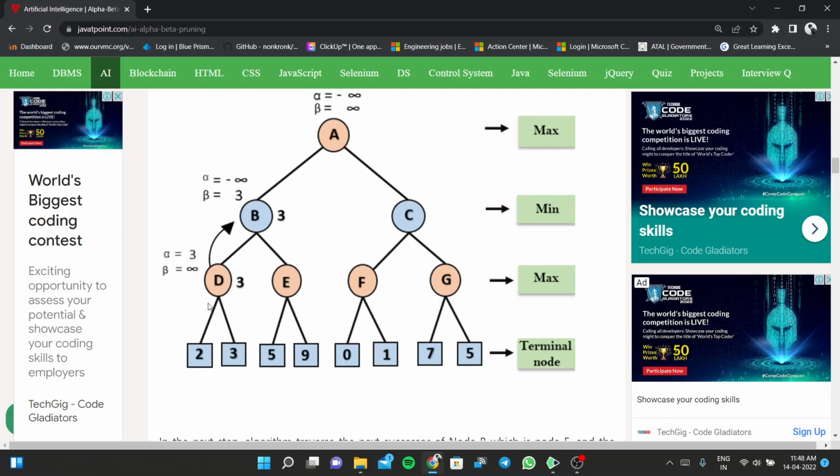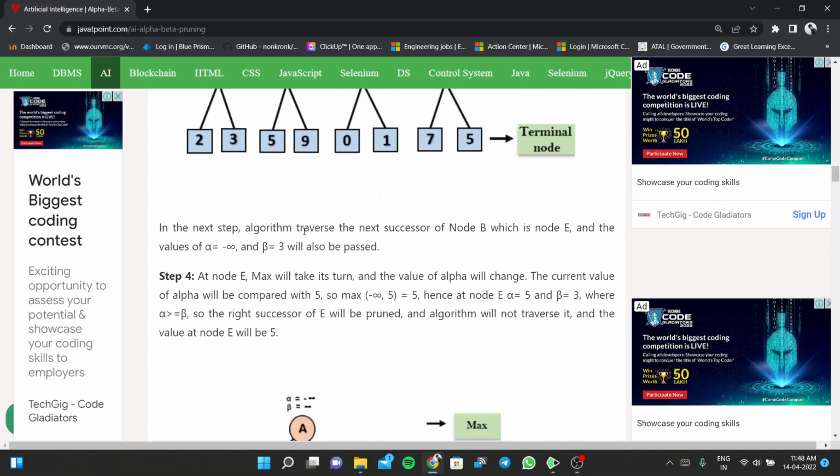So the minimum between these two is 3. Here we need to consider the maximum. The maximum between these is 3. Then between these two, let us initially consider the minimum value as 3. After checking 5, as 5 is greater than 3, there is no need to check the right side value of that 5. So we will consider this as 3 itself.